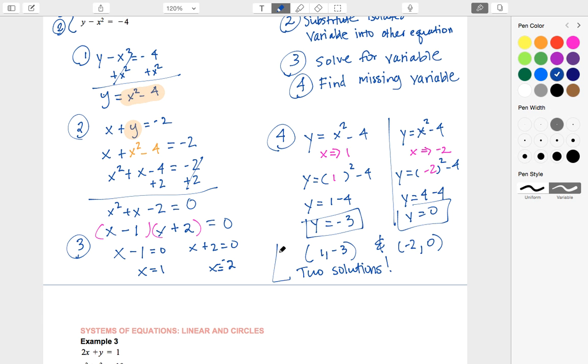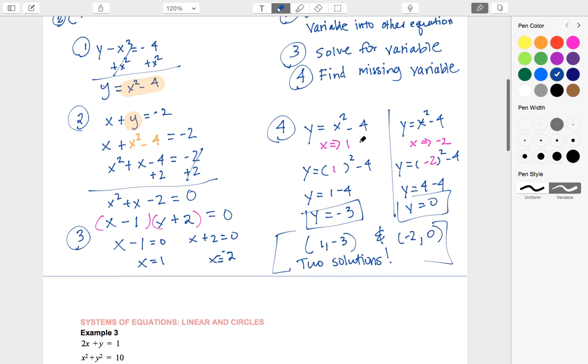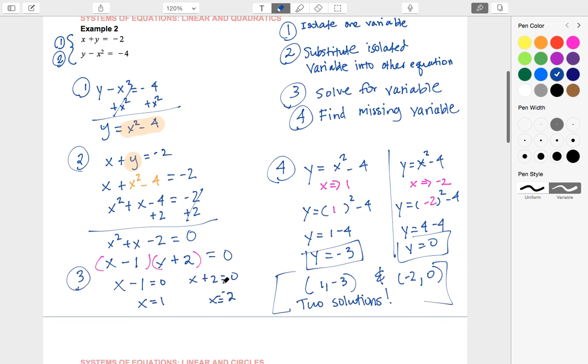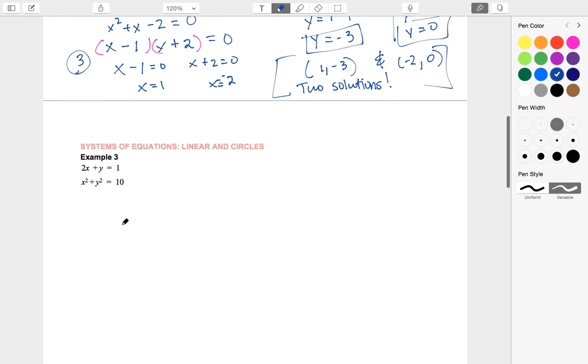Okay, sweet. All right, so we're going to use the same process for a little bit more complicated problem that you'll see in class next time. Okay. All right, so this is example 3. So we have 2x plus y equals 1, x squared plus y squared equals 10.